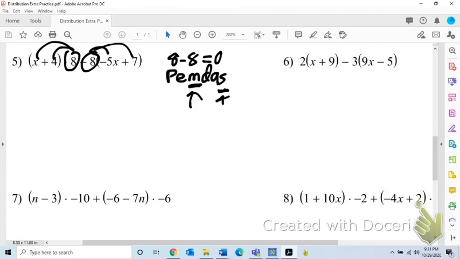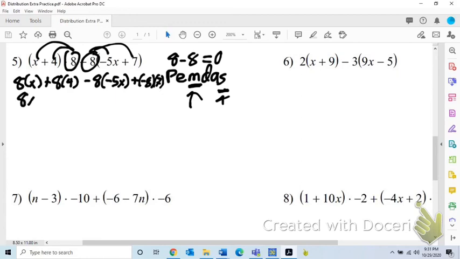Distribution is a form of multiplication because we're distributing that multiplier across the parentheses. 8 times x plus 8 times 4, minus 8 times negative 5x plus, and remember when we distribute that negative 8, we distribute the whole thing, the negative included.